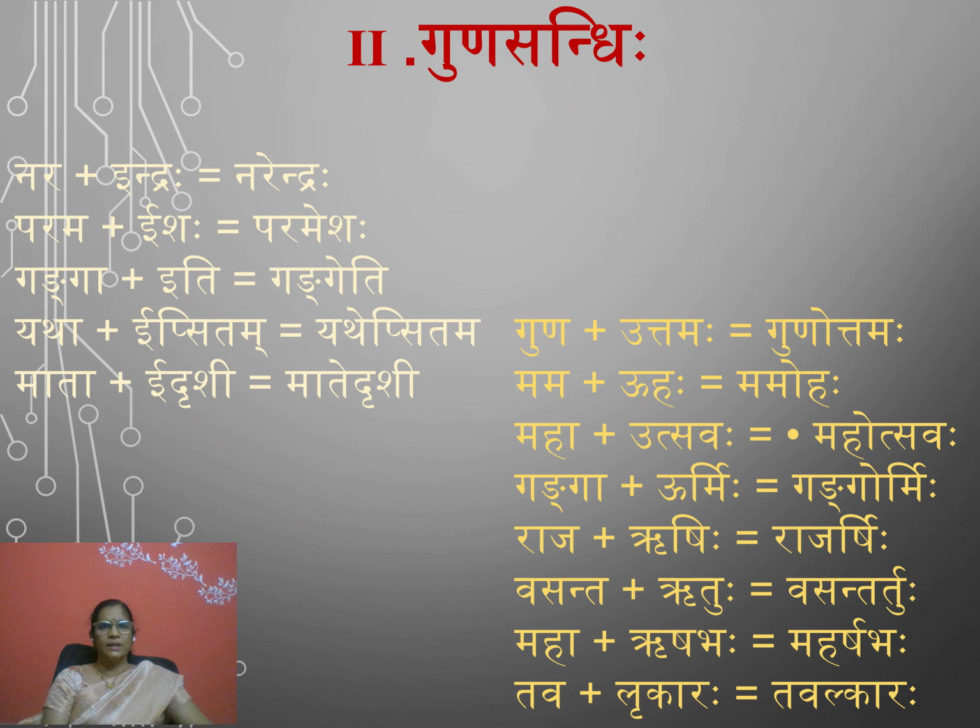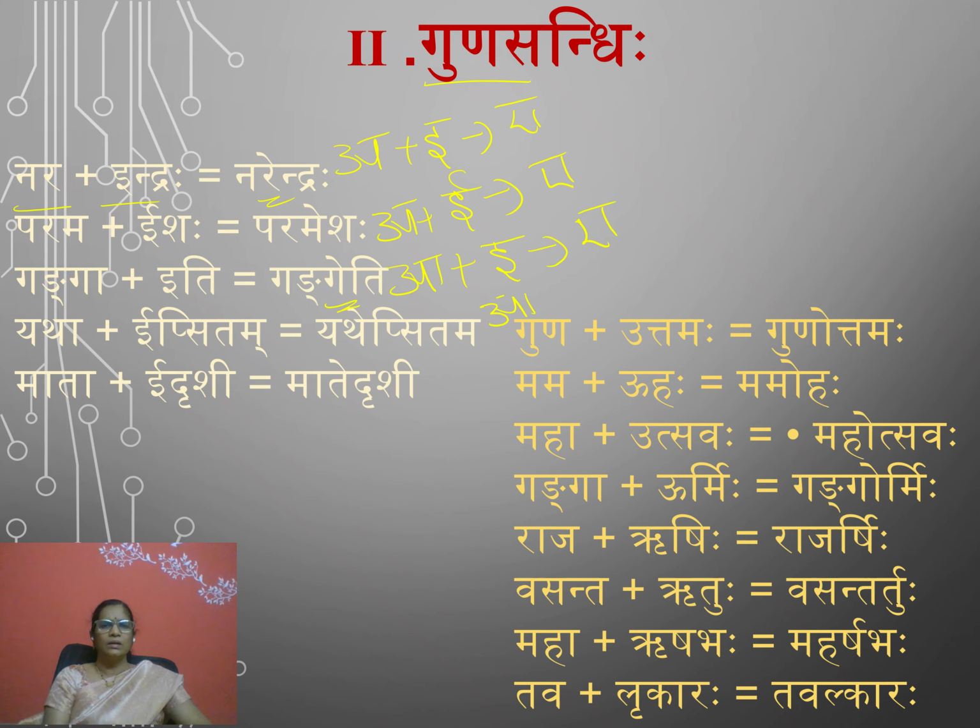Next, Guna Sandhi. Okay. Nara plus Indraha. The first word ended with A, the second word started with E. Narendraha, we got E. Here Parama plus Ishaha, the first word ended with A, the second word started with E. Parameshaha, we got E. Ganga ended with A, Iti started with E. Then we got E: Gangeti here also.